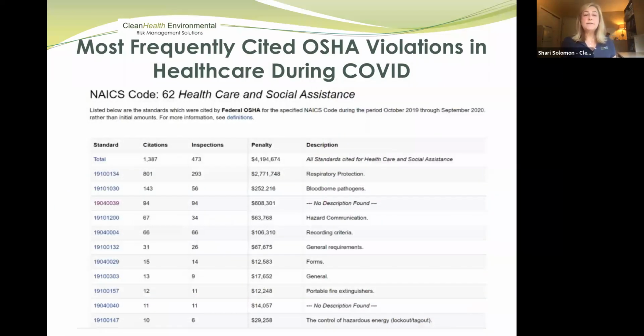So this is the frequently cited OSHA violations in healthcare during COVID. Unfortunately, they publish their findings about yearly. So this was October 2019 through September 2020. So perhaps shortly enough, we'll get our new numbers here. But I wanted to just clarify and show that respirator protection still remains by far the top violation under OSHA. And then we have other bloodborne pathogens, hazard communication that follow as well.